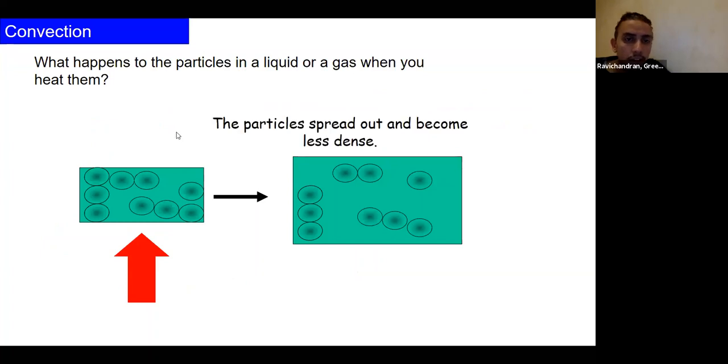Describe what happens to the particles of a liquid or gas when they are heated. The first thing that happens when you heat a liquid or gas is that the particles spread out and become less dense, like this. Correct?